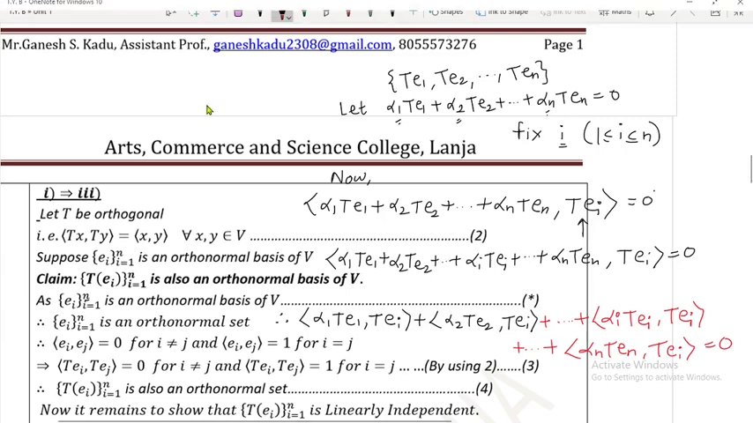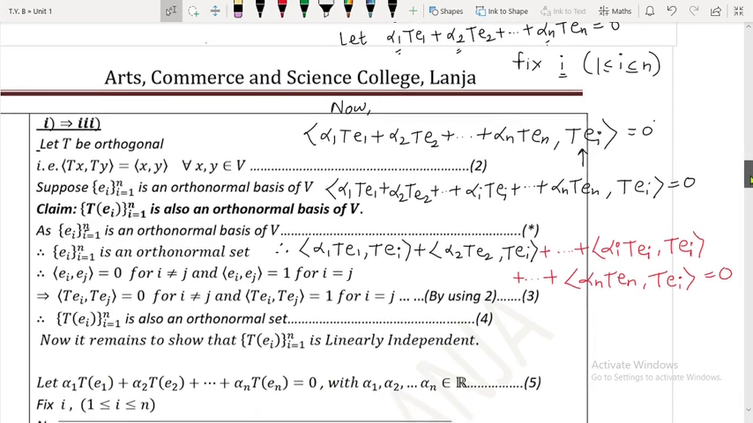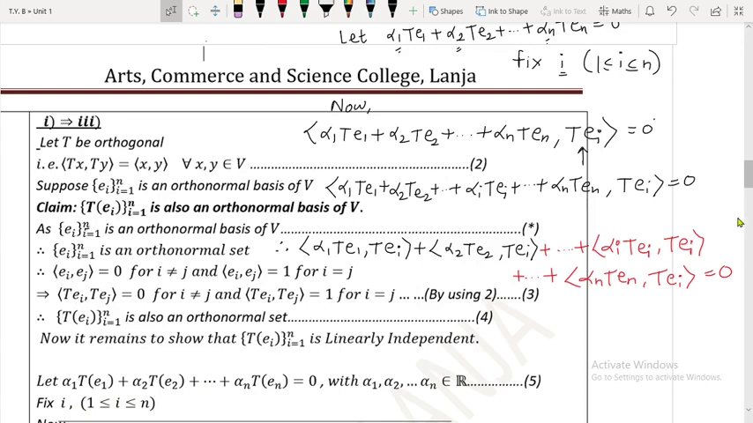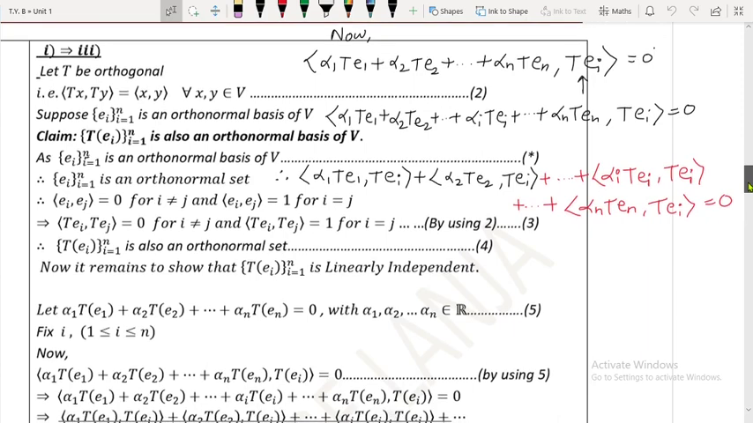So let us go little bit down. Now yes, so you can understand we have started with this alpha 1 T of e1 so on up to alpha n T of en is equal to 0, since we have to show that this set is linearly independent. Now I have fixed i, varying from 1 to n, and the value of this equation will be equal to 0 since this first coordinate is 0. This is from 5, I have called it as 5, and then so you can see I have introduced this i in between, which is equal to 0, and in the next step we are doing this calculation.